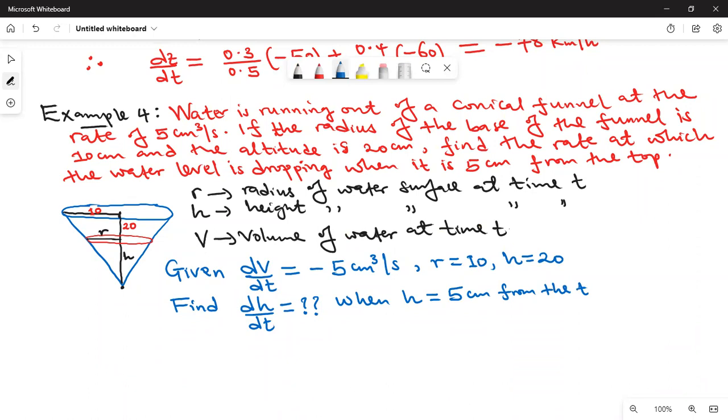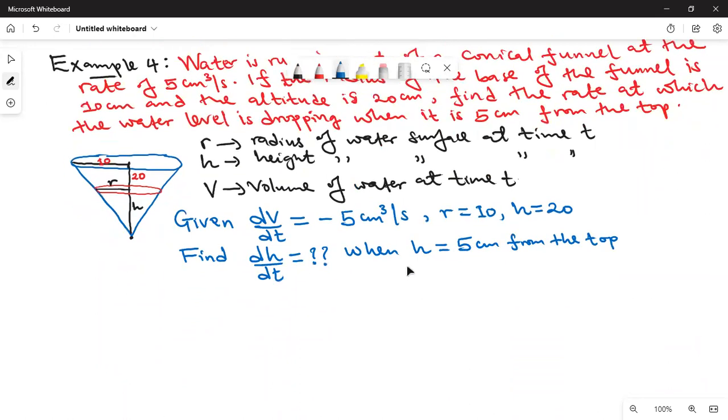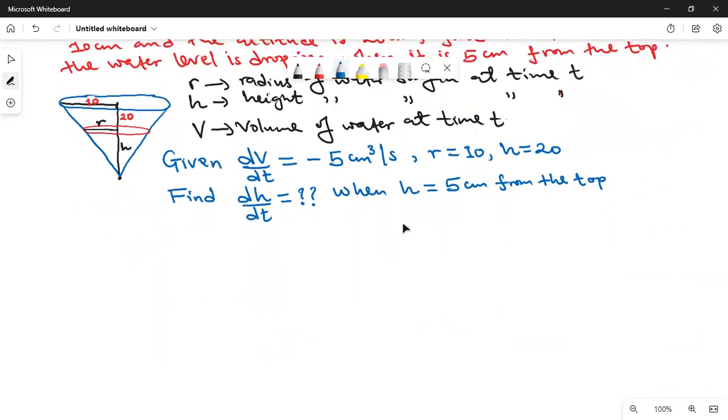From the top. That's what we are told. Now look at these values of r and h. That will help you get the relation between r and h. When r is 10, h is equal to 20.